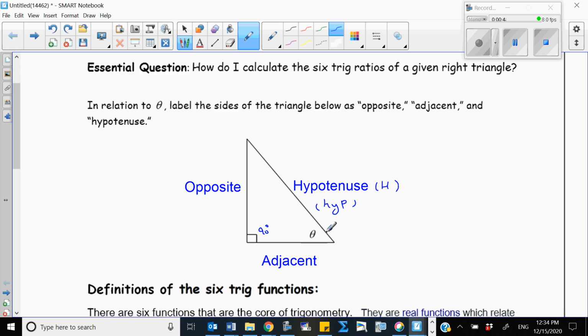Now, let's consider this angle over here. I'm going to call that theta. Theta is a Greek letter, which we use to name the angles. So this is called theta.